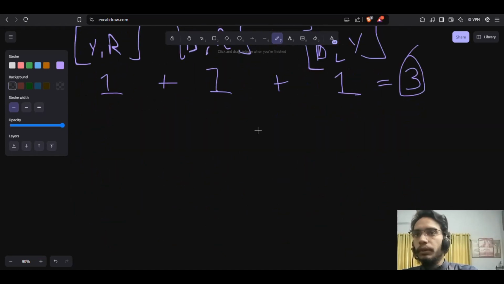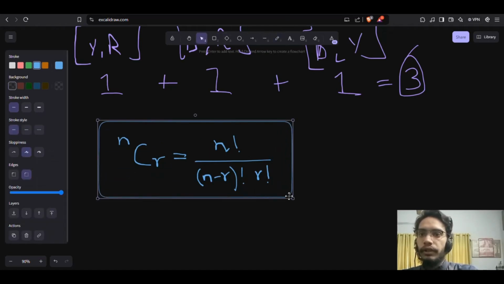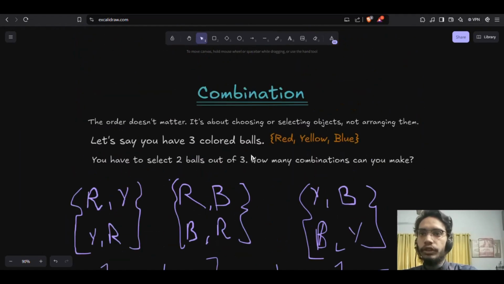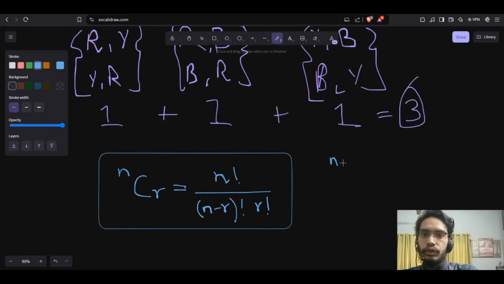Now let me tell you the formula, which is quite easy for combination. nCr is equal to n factorial divided by (n minus r) factorial. It is similar to the permutation formula up to here, and the simple change is that you put r factorial in the denominator also. So your main formula looks like this: n factorial over (n minus r) factorial times r factorial. If I solve this question again with the formula, we have n equal to 3, and out of 3 we have to select two balls, so r will be 2.